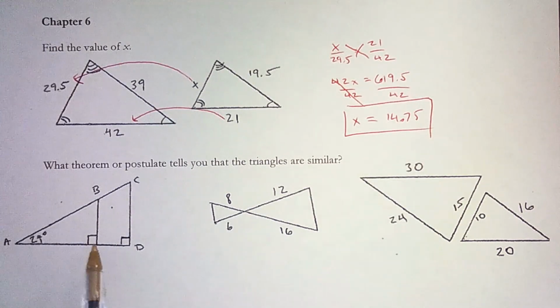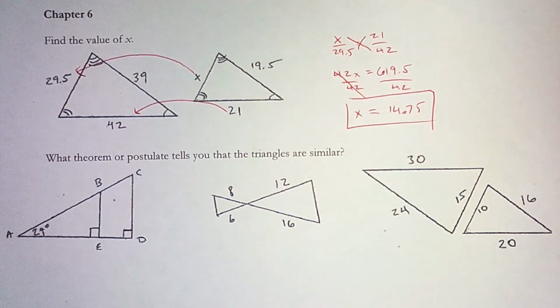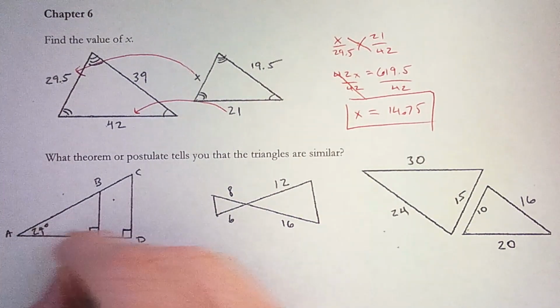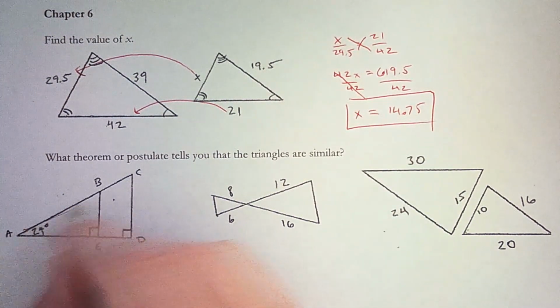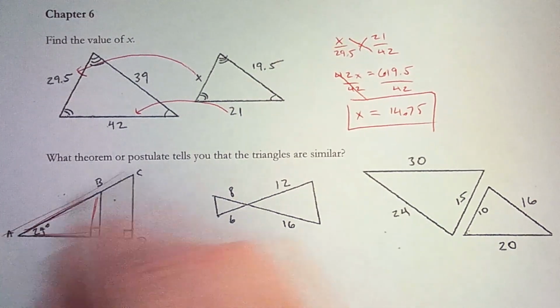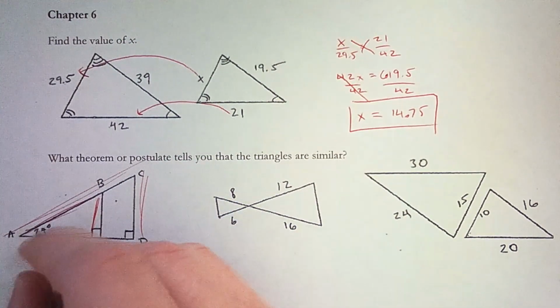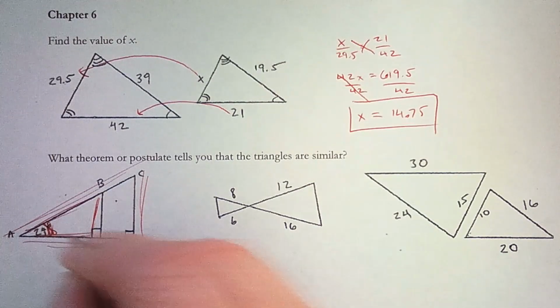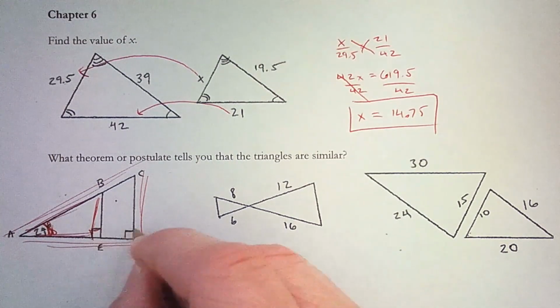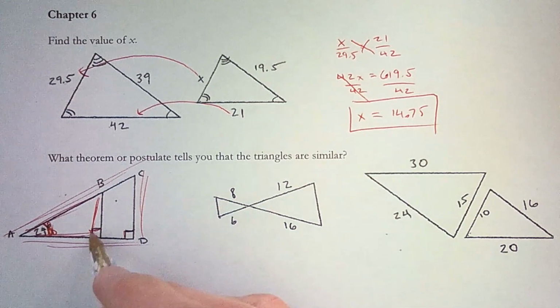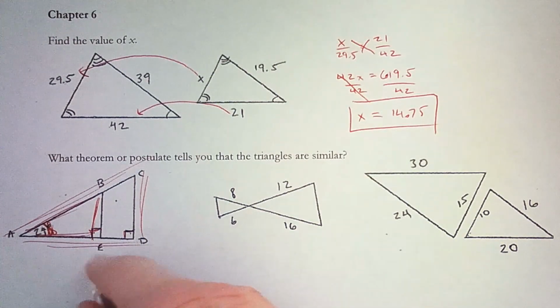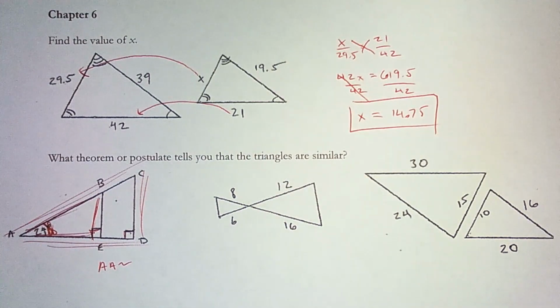Next, I've got some similar triangles, and I want to know what theorem or postulate tells us that they are similar, and there are 3 different options, and we're going to see all 3 here. So here, we've got a shared angle, so we've got a triangle here, and then an outer triangle here. They share that angle, so there's one angle. And then they've got this angle that's congruent, this right angle to this right angle. These are similar by the angle-angle similarity postulate.